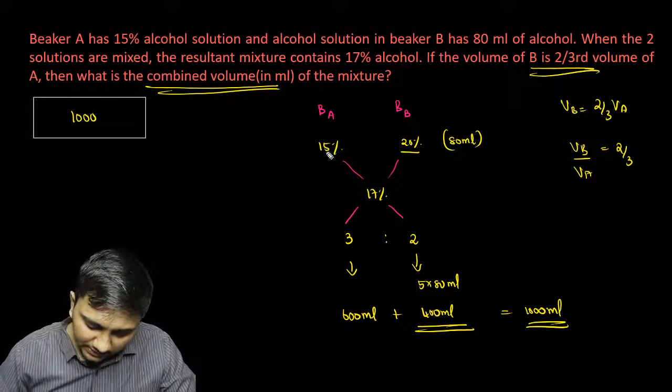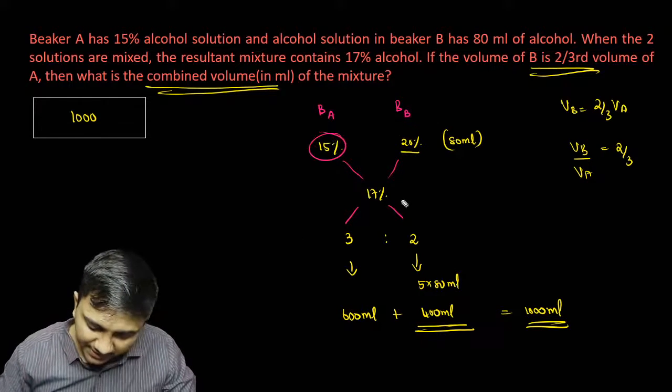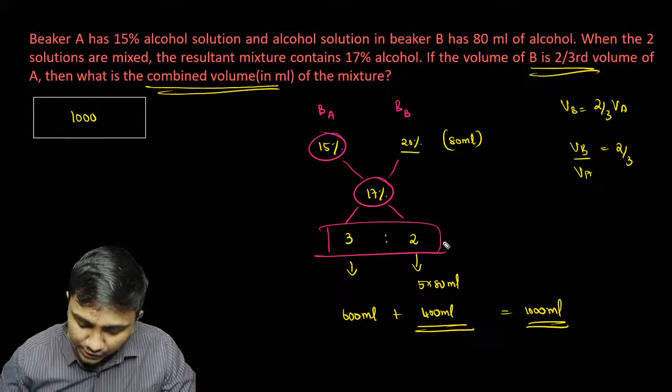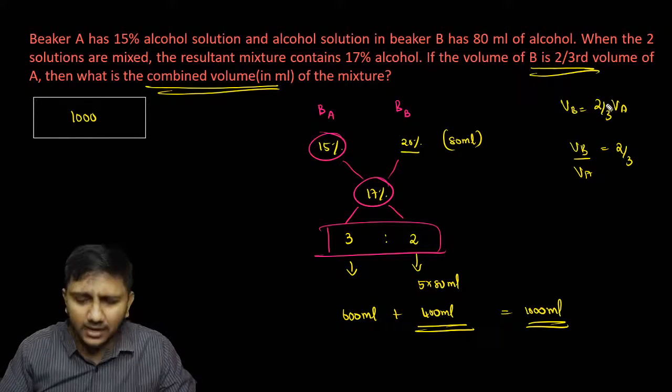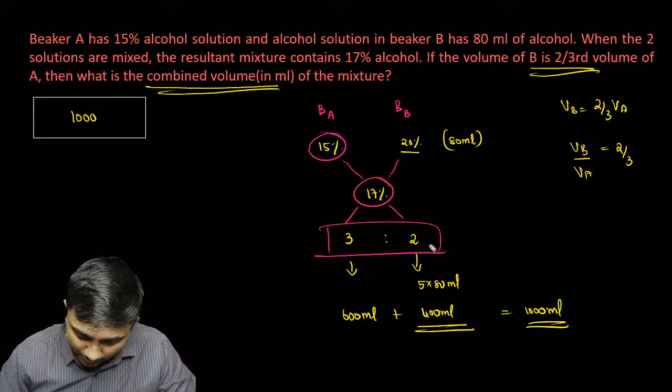They gave us these values. They gave us the percentage in one. After mixing, what is the percentage and in what ratio they are getting mixed, indirectly saying that volume in the beaker is 2/3 and all that. So once you get these three values, we know the difference of these two will be here and difference of these two should be here.